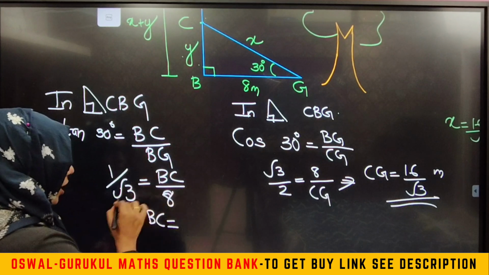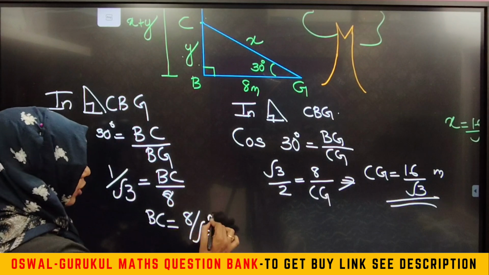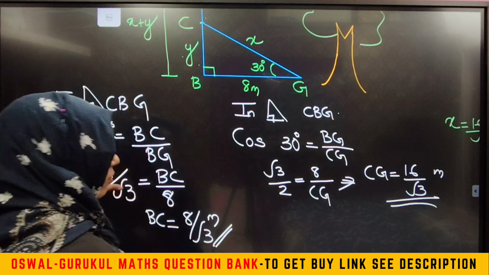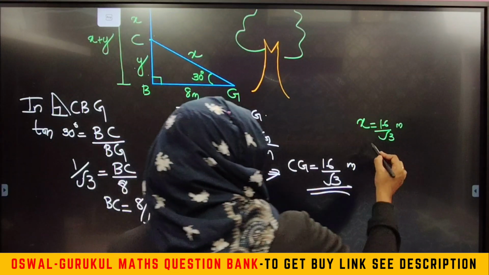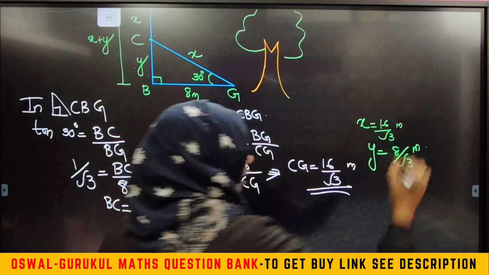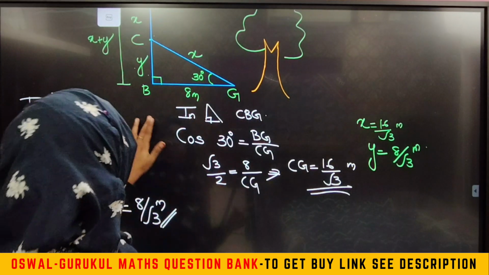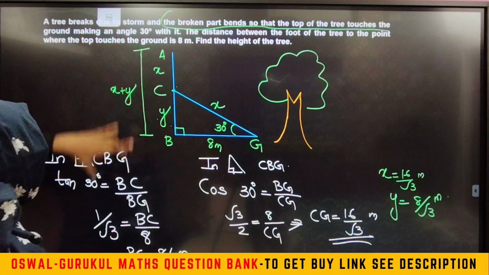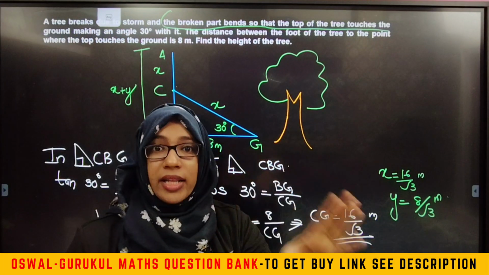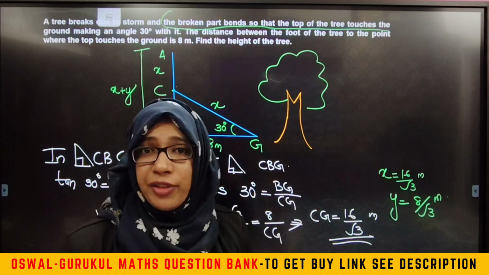Root 3 into BC is equal to 8, so BC is equal to 8 by root 3 meter. That is, I can say that the value of y is 8 divided by root 3 meter. Okay, so actually you need to find the height of the tree. And according to my figure, the height of the tree is given by x plus y. And I have got the individual values of x and y there. So what I have to do is add them together and you will get the height of the tree there.